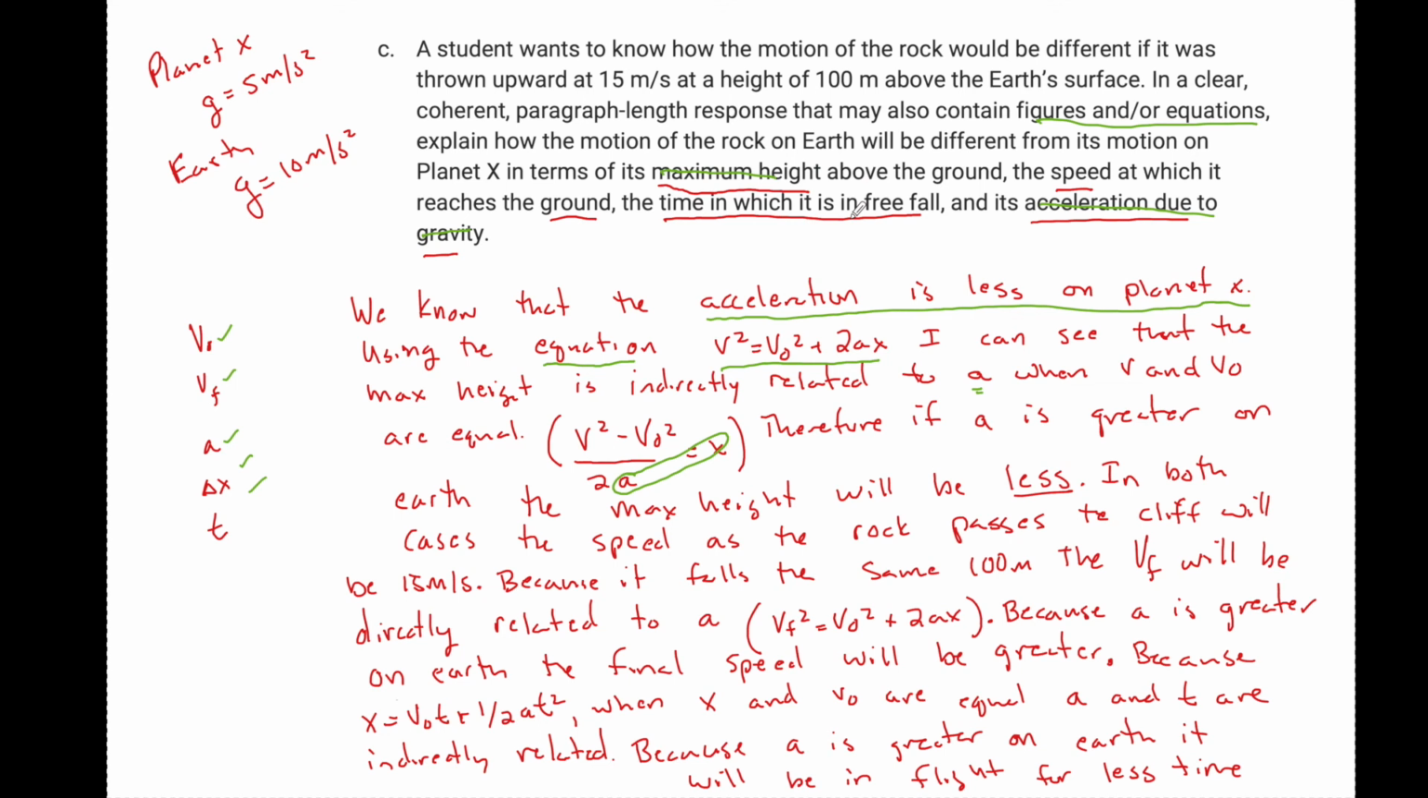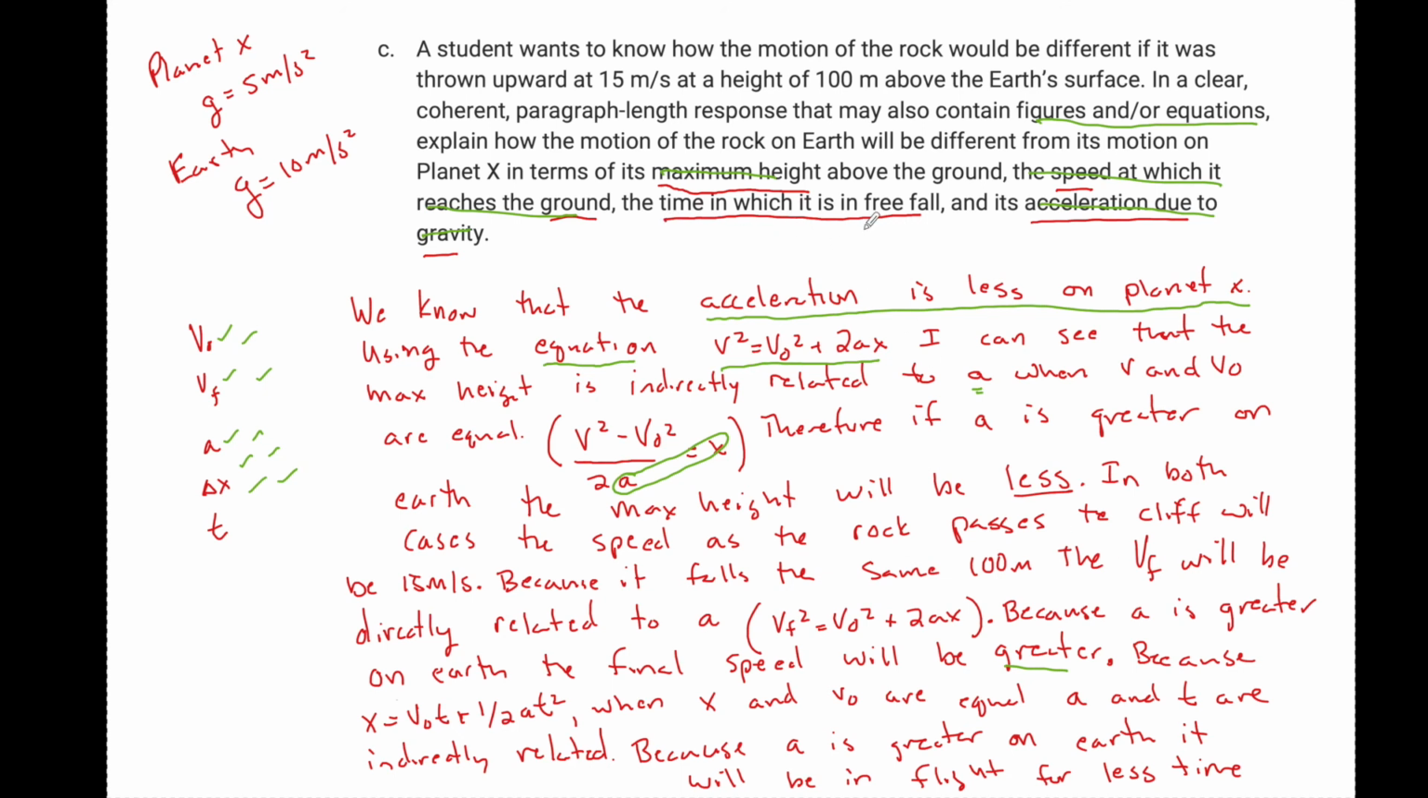I'm going to use the same exact format to talk about the speed when it hits the ground. In both cases, the speed as the rock passes the cliff, here's where I probably draw that picture that I had before, will be 15 meters per second. Because it falls the same 100 meters, the vf will be directly related to a. And I show that once again. Because a is greater on Earth, the final speed will be greater. So now I've talked about the speed when it hits the ground, and I've used once again all my variables. That is a 5 answer right there.